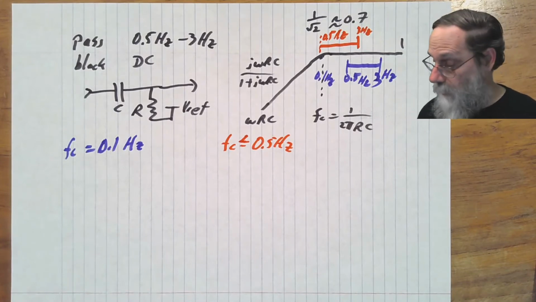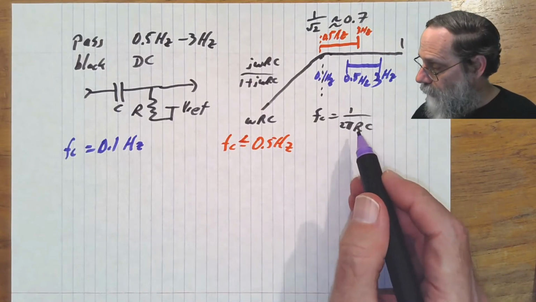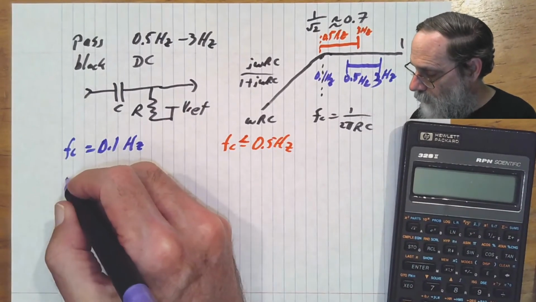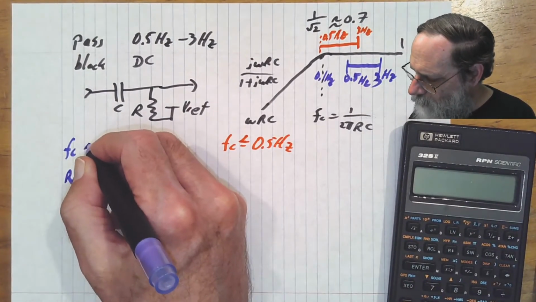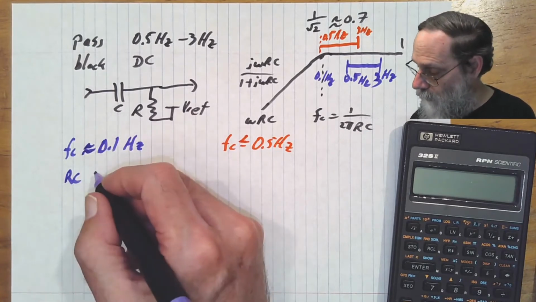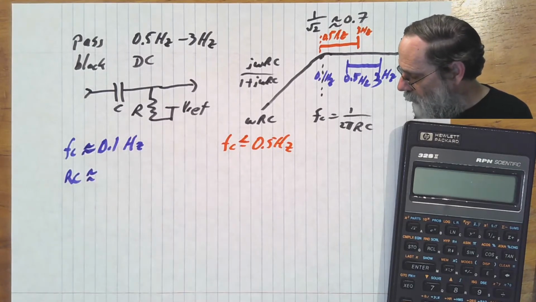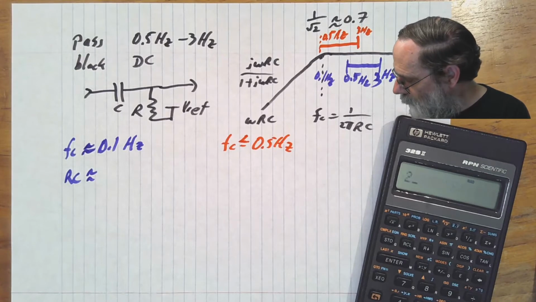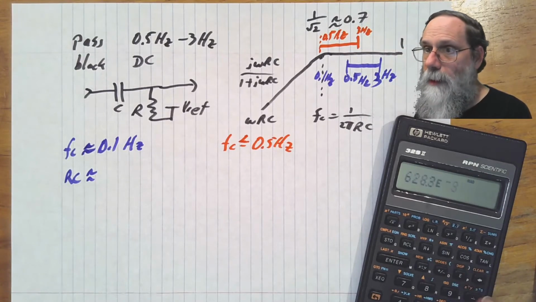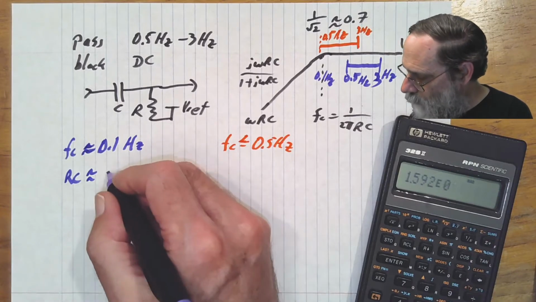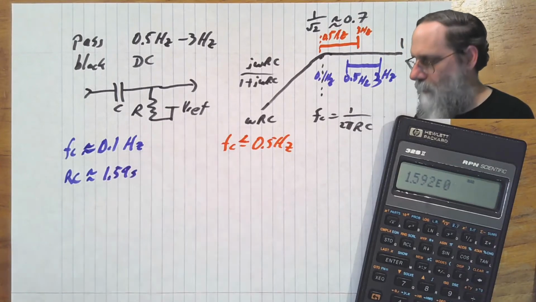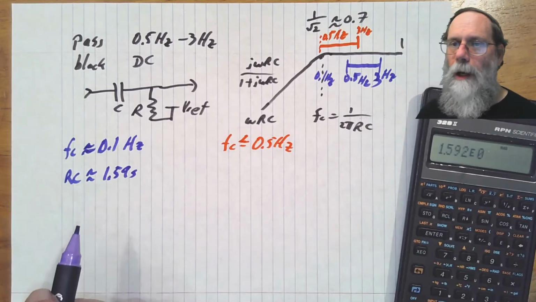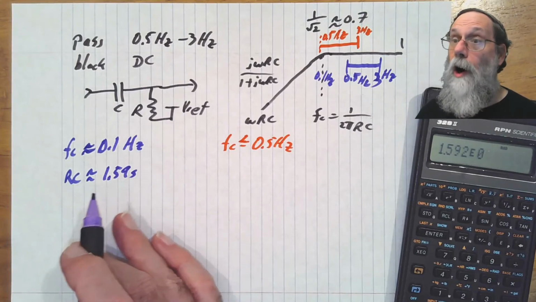Let's start with what's RC, because we can do that by just taking the corner frequency, multiplying by 2 pi and inverting it to get RC. So here, RC, actually, let's just say this is approximately. We don't need to be exactly at 1.1 hertz. So RC is going to be about, let's put 0.1 hertz, multiply by 2 pi, and invert. So that's about 1.59 seconds. And I'll do the other one later. Okay, so we now know what R times C is.